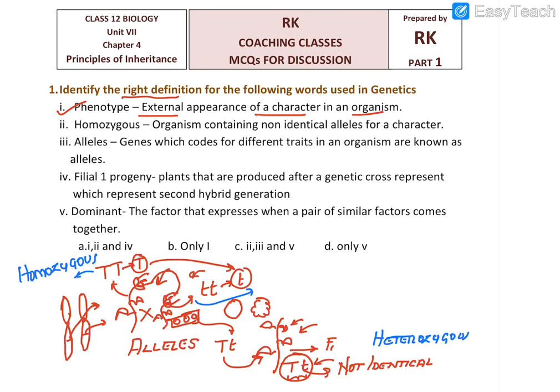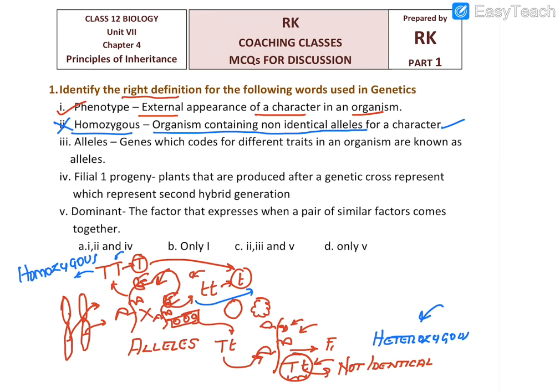So the term homozygous refers to the condition in which the alleles present are similar or identical. If the alleles are identical, then we call it homozygous. But here what they have given is: organism containing non-identical alleles for a character. If they contain non-identical alleles, then we call it heterozygous. So the second one, the word and definition, is wrong.